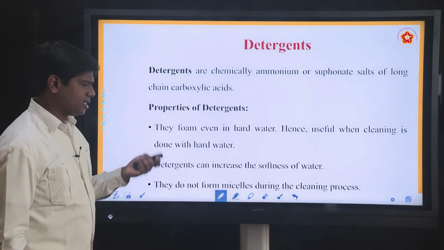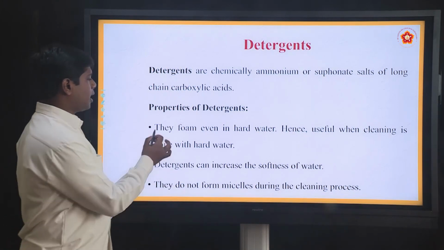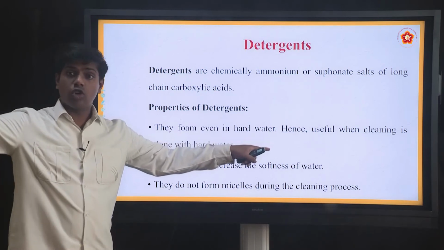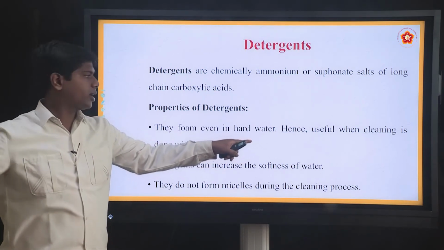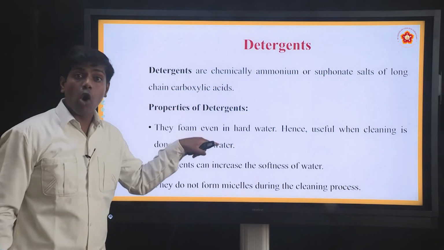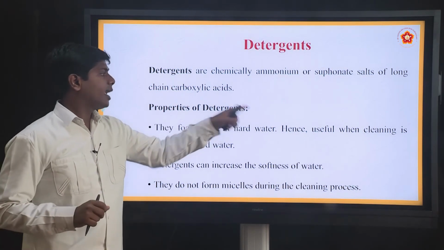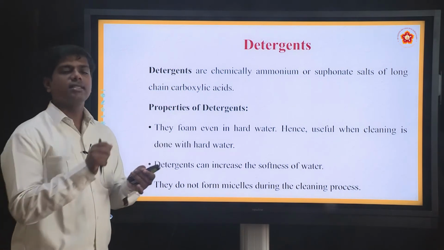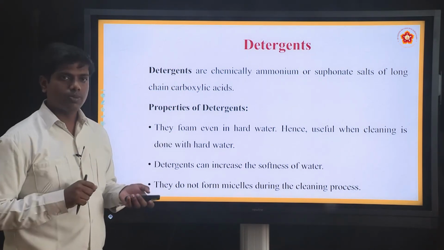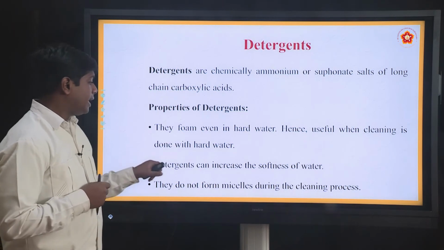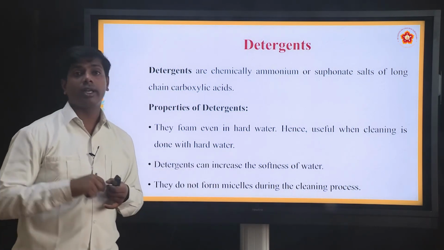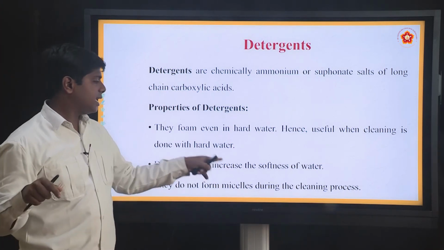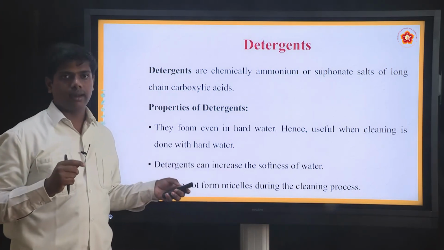Properties of detergents, very simple properties. They form foam even in hard water, whereas soaps do not form foam in hard water. Hence detergents are useful when cleaning is done with hard water. They can cleanse our clothes properly in hard water. Detergents can increase the softness of water. Soaps increase the hardness of water, whereas detergents increase the softness of water.